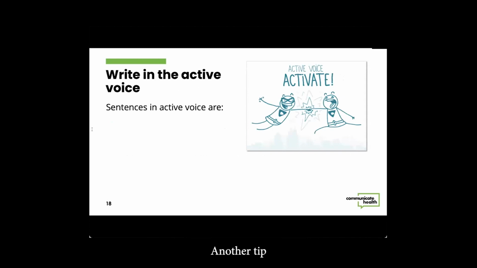Another tip related to plain language that also relates to broader content quality, which impacts SEO, is writing in active voice. So it's truly all connected to content quality. And this best practice helps people with more limited health literacy to understand content. So what is active voice? Active voice is when the subject of the sentence is doing the action rather than receiving the action. And we'll look at some examples here.